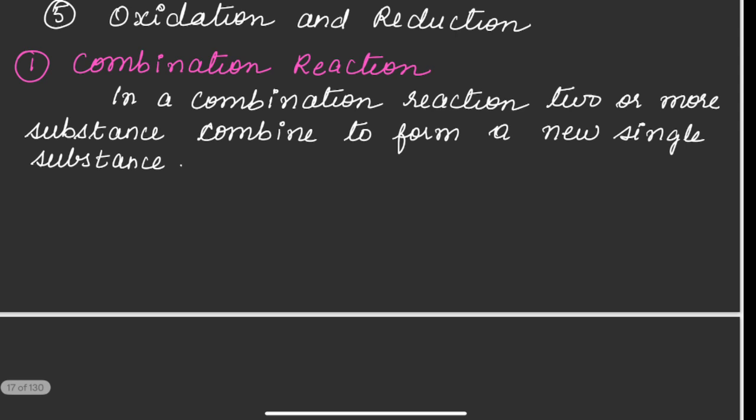So the first reaction is combination reaction. In a combination reaction, two or more substances will combine to form a new single substance. So this is called combination reaction. The meaning is two reactants: this is one reactant plus this is second reactant. So two reactants will combine together to form only one product. That is called combination reaction.